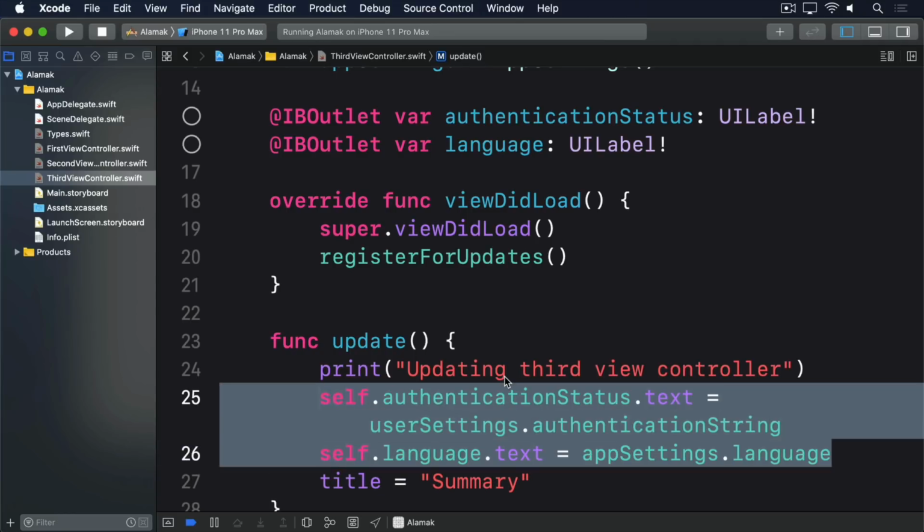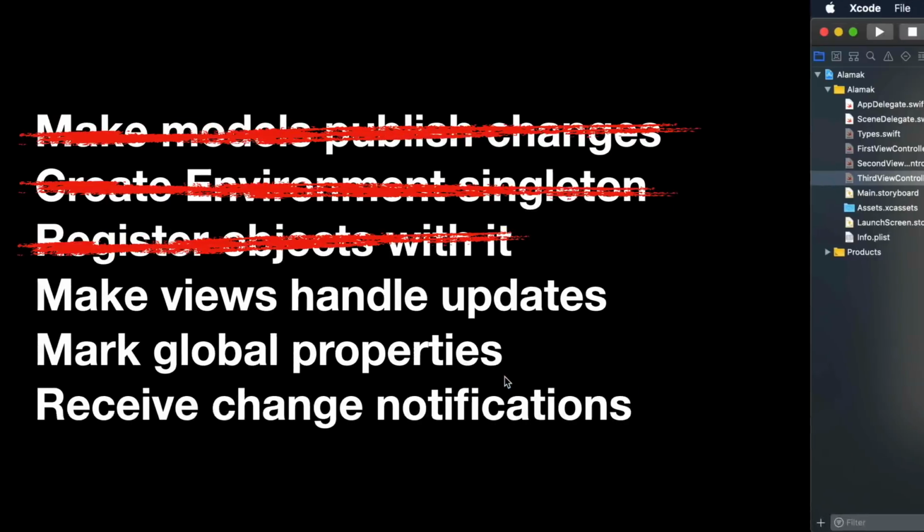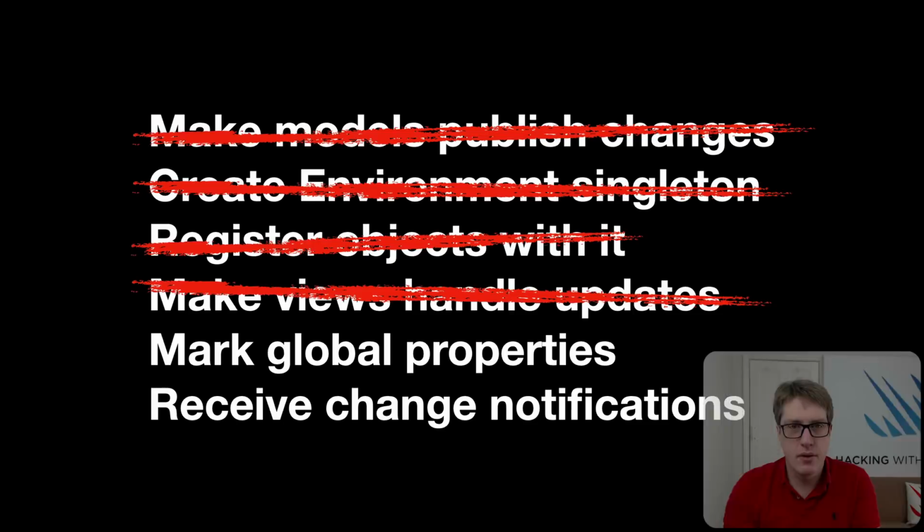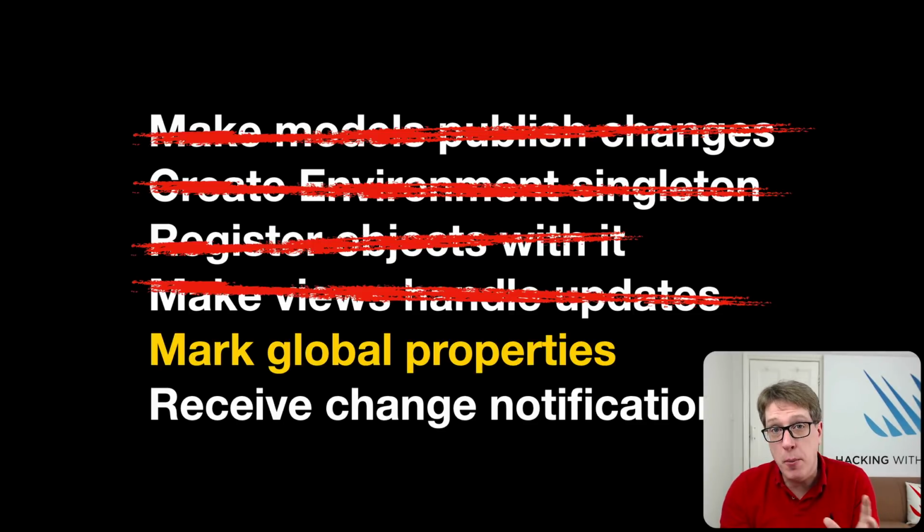Okay, so that's our three view controllers now updated to handle their updates. They now understand how to handle model updates. So our next job is to mark the global properties, to say this thing and this thing and this thing are shared values in our whole application. Realistically, you're unlikely to have many of these. Most properties will be local, used only in one view controller, or perhaps passed between two specific view controllers. Only a handful are global. So you want to tell Swift specifically, these really are global.